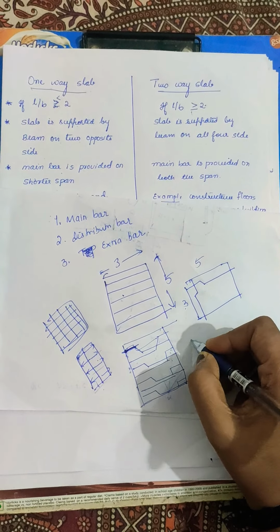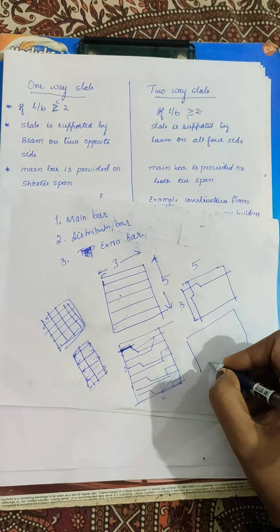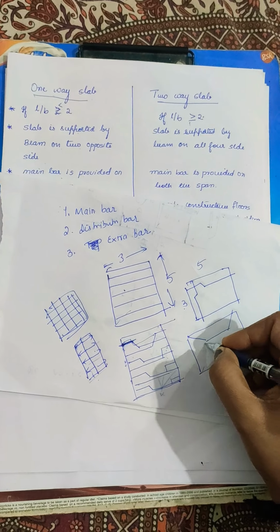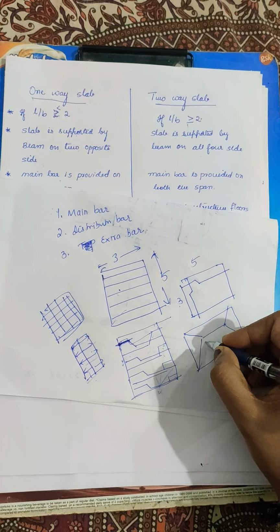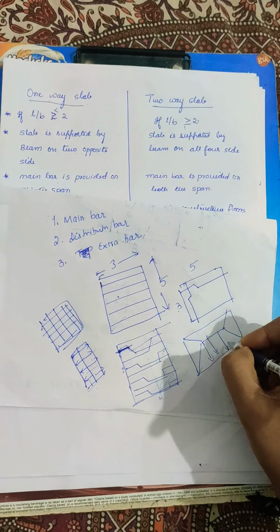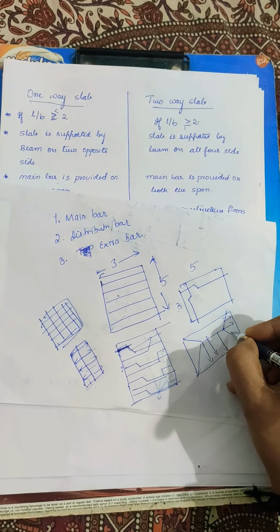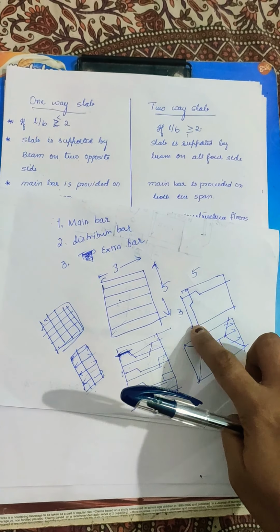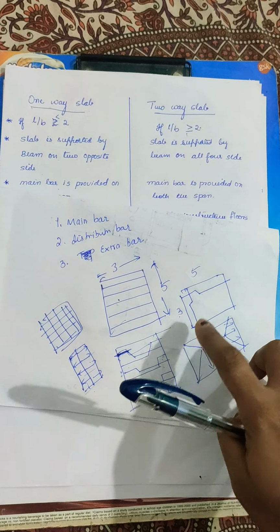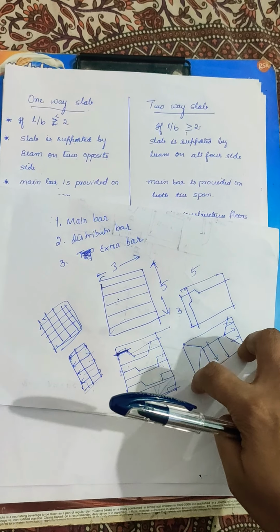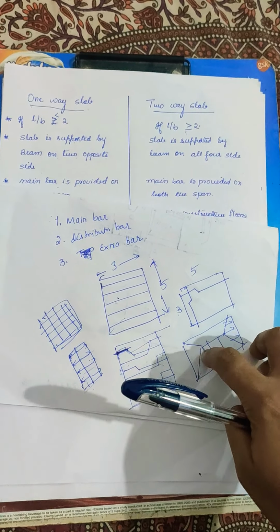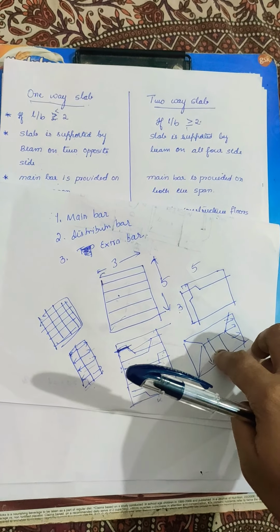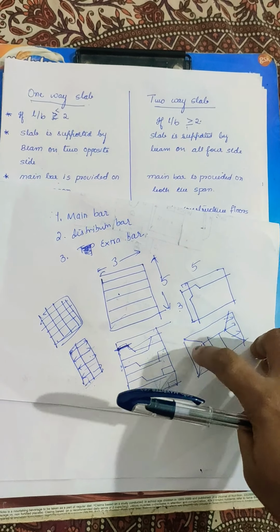In case of a two-way slab, you can see here that the distribution of the load will be in the form of a trapezoid as well as a triangle. Hence load distribution is there on both sides, that is, on both Ly and Lx. That is because the slab is supported on all four sides, so load distribution will take place on all four sides of the beam. Hence main bars will be provided in both directions.